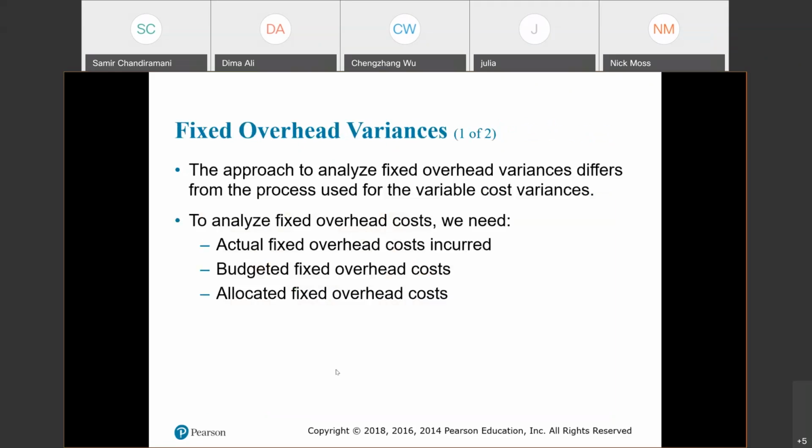So the three production costs analyzed so far were variable costs. The analysis was very similar for each of them: direct material, direct labor, and variable overhead. But now the company uses a slightly different approach to analyze the fixed overhead variance.